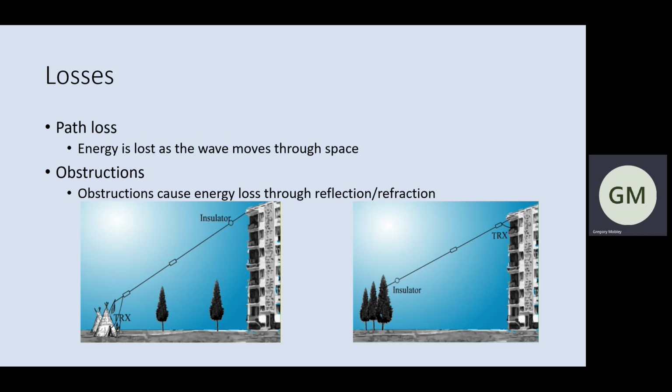Something else that has to be kept in mind are losses. So we learned that due to the inverse square law, both electric and magnetic fields lose energy as they move away from the source. So this is energy that's lost that has to be accounted for, and nothing can really be done about it. You can also have obstructions, which could be buildings or trees or anything in the path of your electromagnetic wave. We learned that when electromagnetic waves hit a different medium, part of that wave is reflected and part of it is refracted.